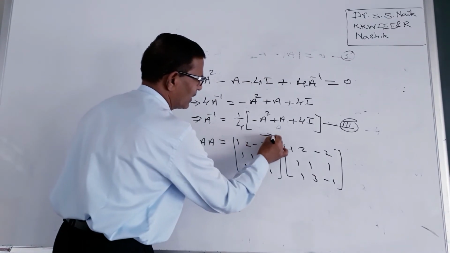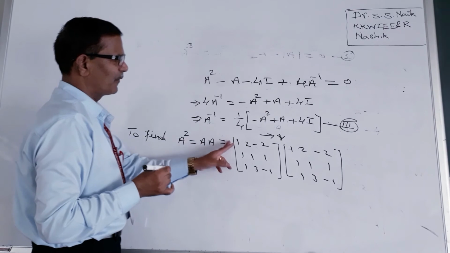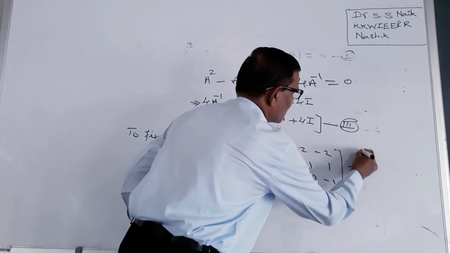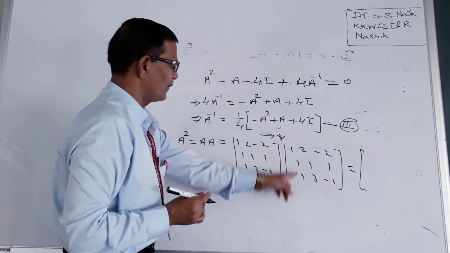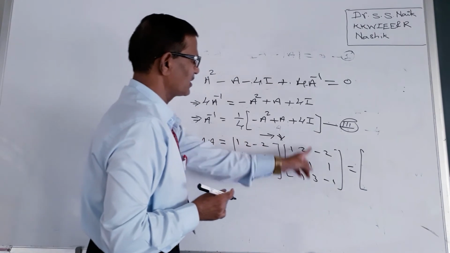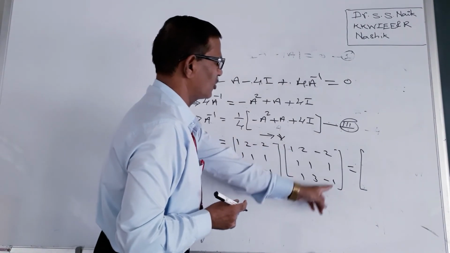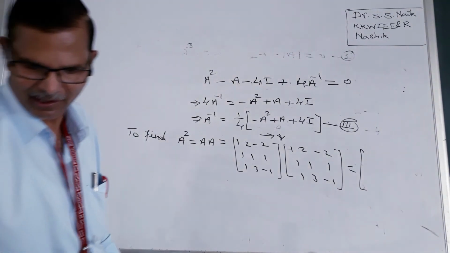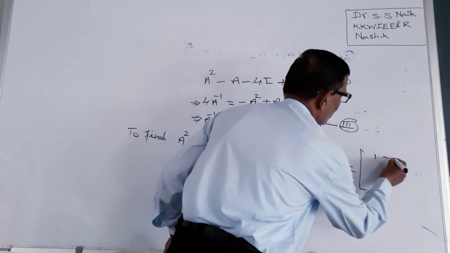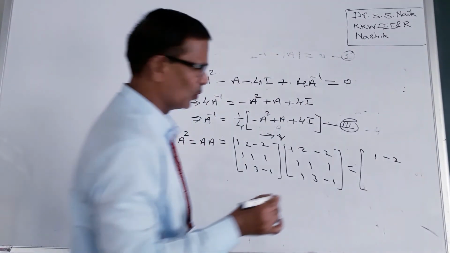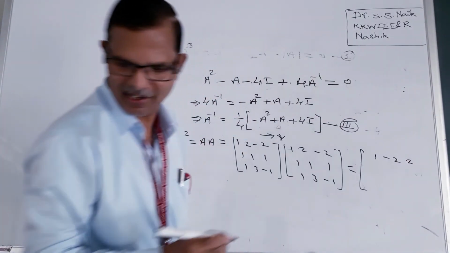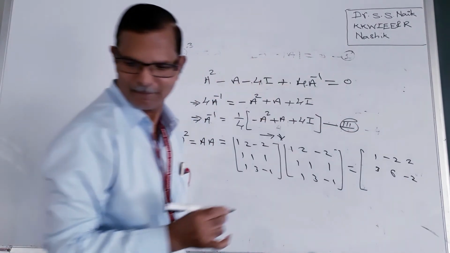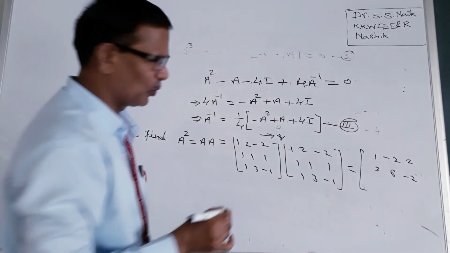Now how to multiply? This is row by column. Multiply the first row by the first column, you get the first element. First row by the second column, the second element. First row by the third column, the third element. And those 3 elements I'll write directly: 1 minus 2, 2, and then 3 6 minus 2, and 3 2 2.